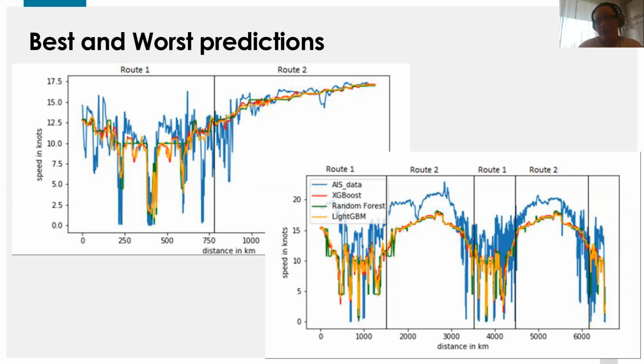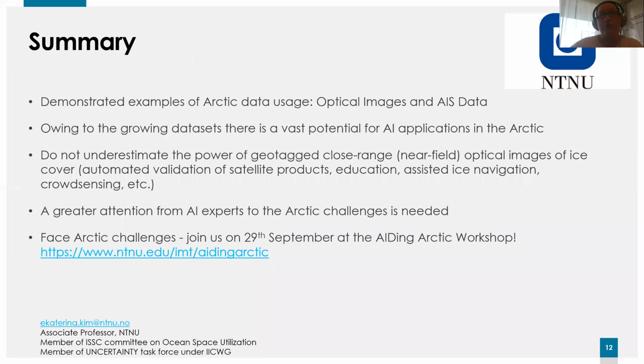So to summarize today's two examples, we looked at two particular use cases. One case uses optical images, and another case uses AIS data. Owing to the growing datasets, there is vast potential for AI applications in the Arctic. And one should not underestimate the power of geotagged close-range or near-field optical images of ice cover.